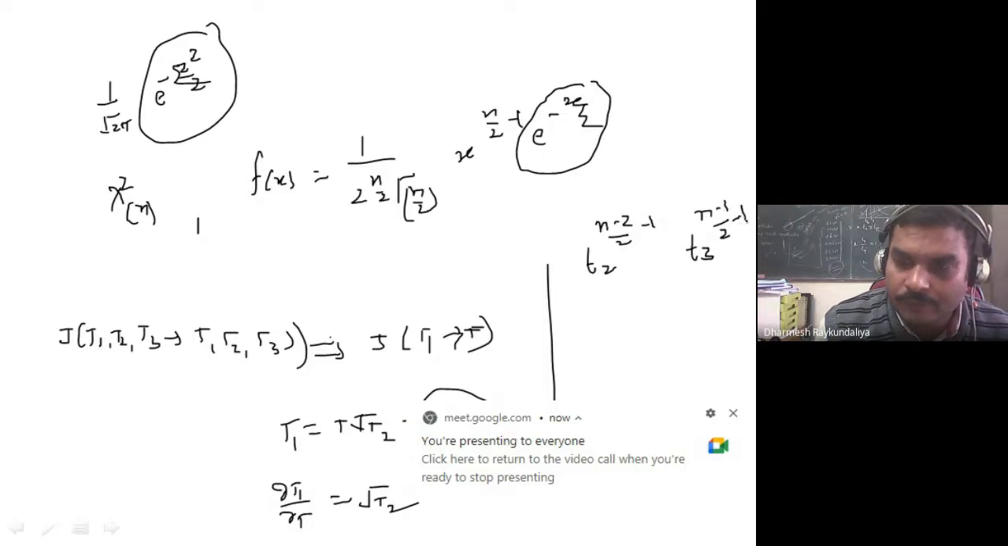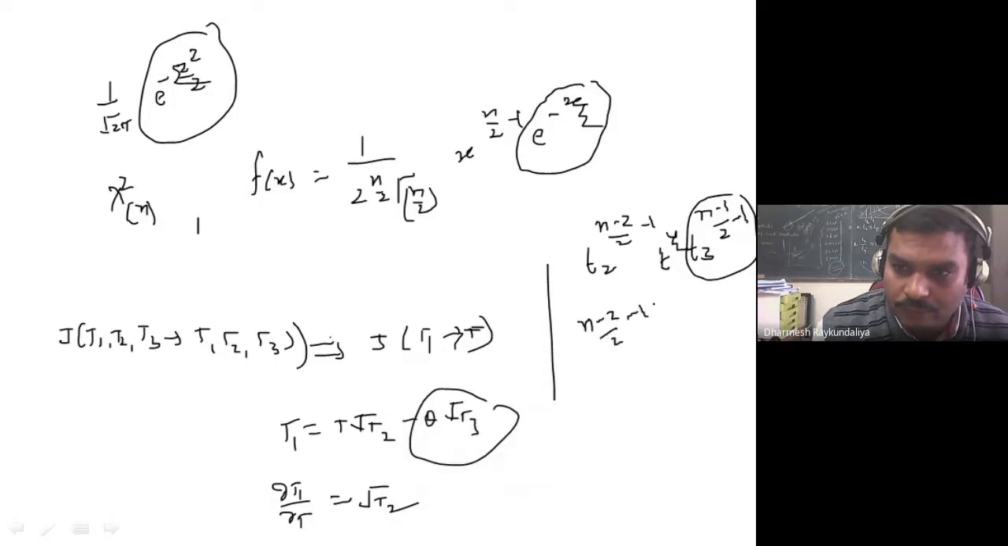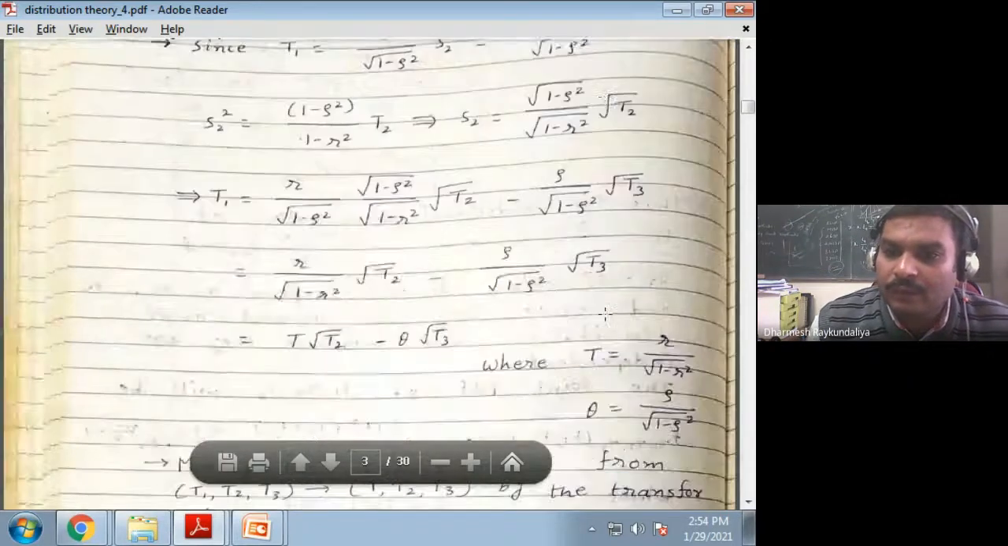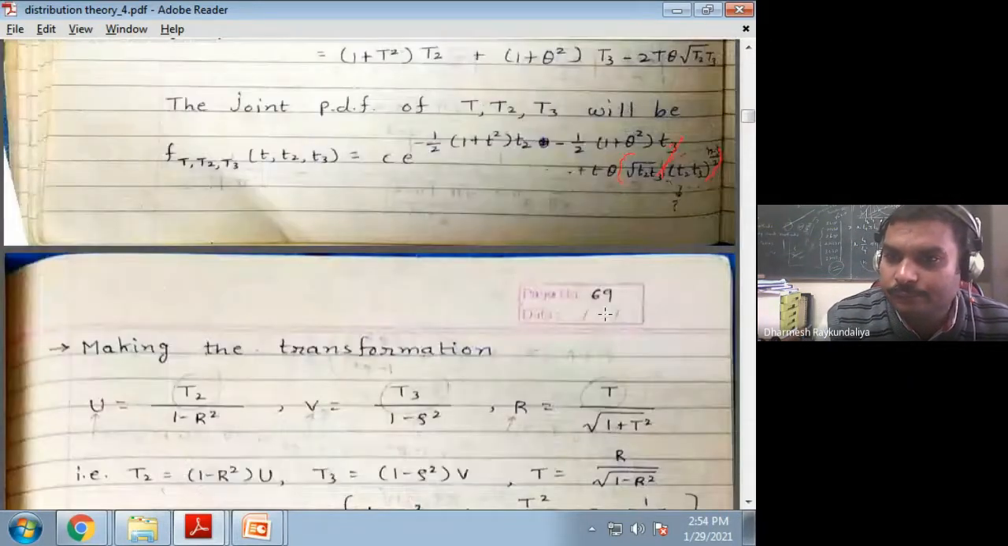So if we take it here, what will happen? n minus 1 minus 2 by 2, that is n minus 3 by 2. Okay, and here in the Jacobian one root t2 will be added, t raised to half. So what will you get now? It is n minus 2 by 2 minus 1 plus half. So it is minus half. So n minus 2 by 2 minus half is nothing but n minus 3 by 2. So that is how t2 is raised to n minus 3 by 2. So that is how it is written here. T2 and T3 raised to n minus 3 by 2.